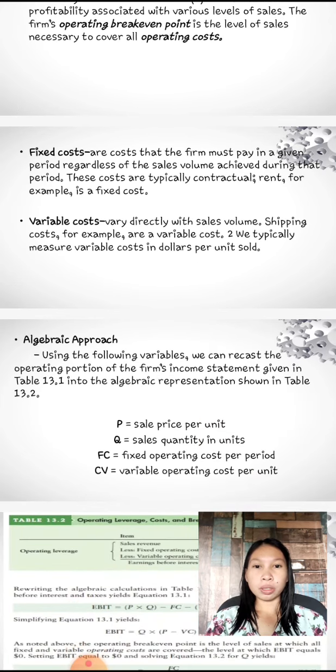Fixed costs are costs that the firm must pay in a given period regardless of the sales volume achieved during that period. These costs are typically contractual. Rent, for example, is a fixed cost. And variable costs vary directly with sales volume. Shipping costs, for example, are a variable cost. We typically measure variable costs in dollars per unit sold.